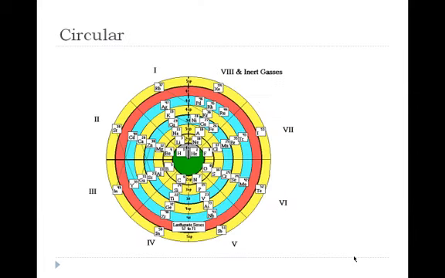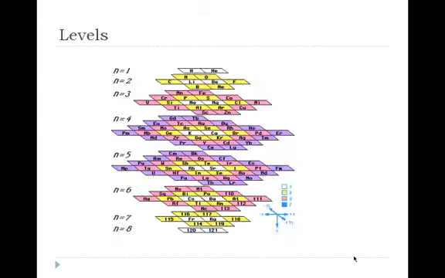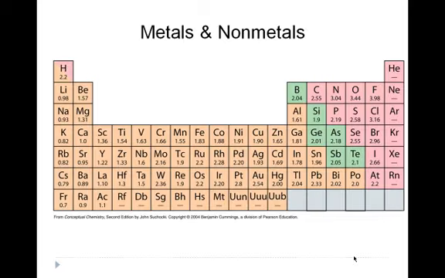Now there are other arrangements of periodic tables, whether they be circular, Benfey, pyramid, levels, or stairs. But we've settled on this one because it is the most efficient way to get the most information out about all the elements in the periodic table. You're never going to hear me use the word rows. You're never going to hear me use the word columns. We use the term periods to describe elements going across the periodic table, and I use the word groups to describe elements going down the periodic table.